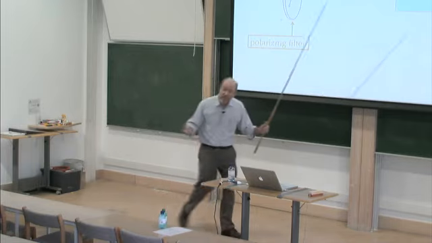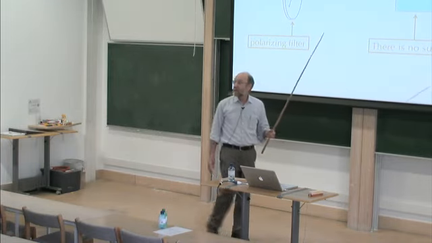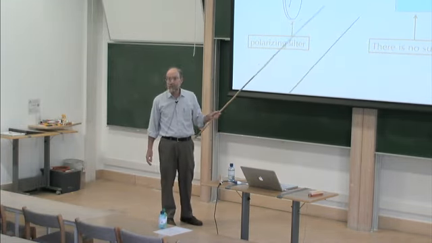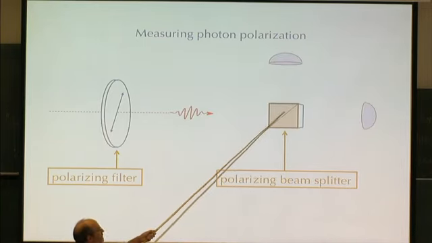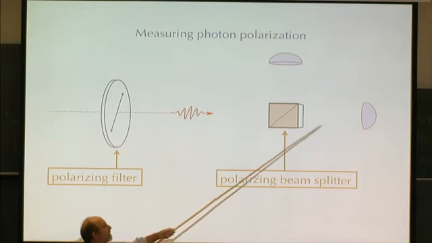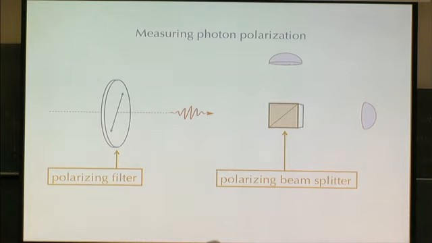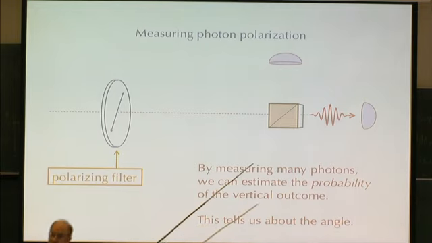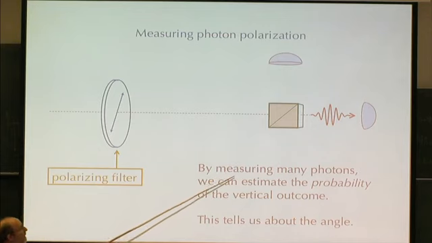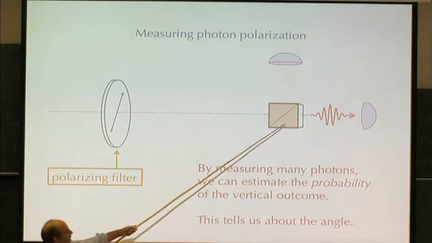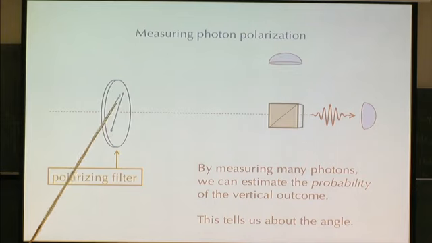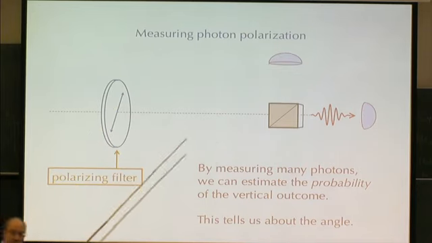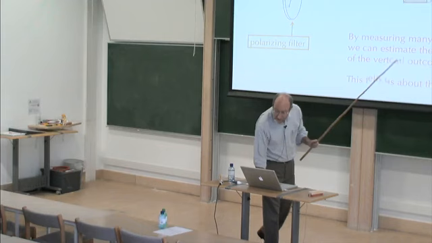But of course, there is no such device in the real world. You can't simply measure the polarization of a photon. Rather, you can let it hit a polarizing beam splitter, and it has some probability of going this way or this way. After measuring many photons, you can estimate the probability of the vertical outcome, which is what you see here. And from the probability of the vertical outcome, you can get some information about the angle of polarization. So that's the way quantum mechanics works.